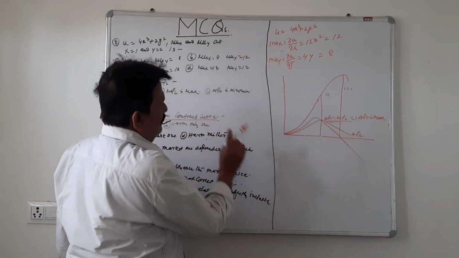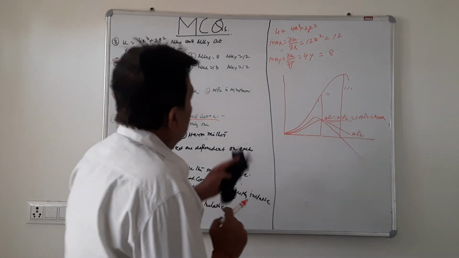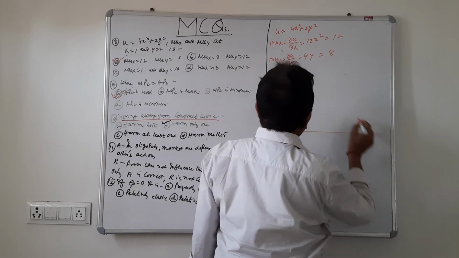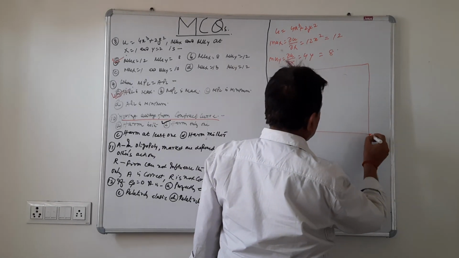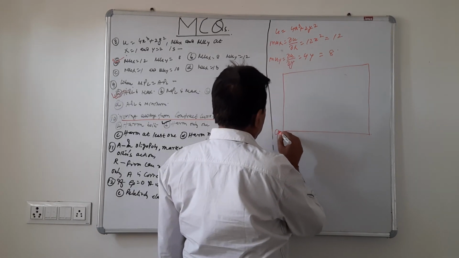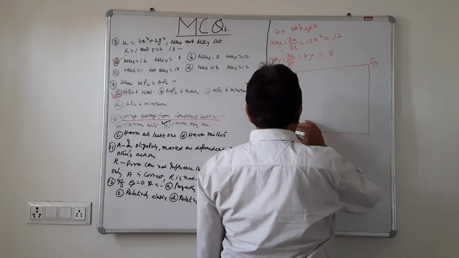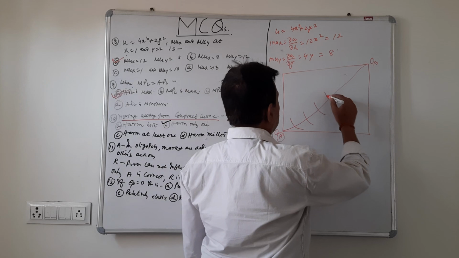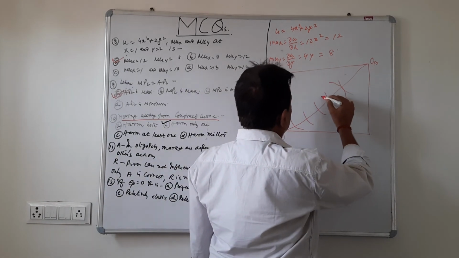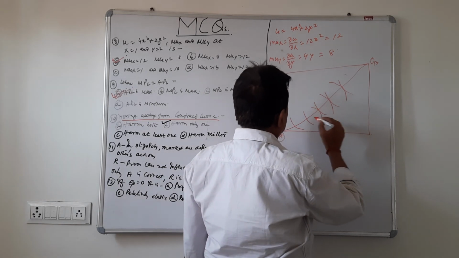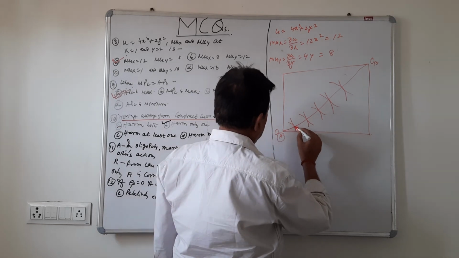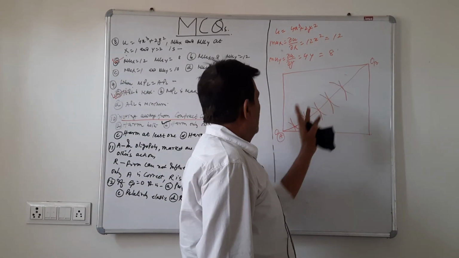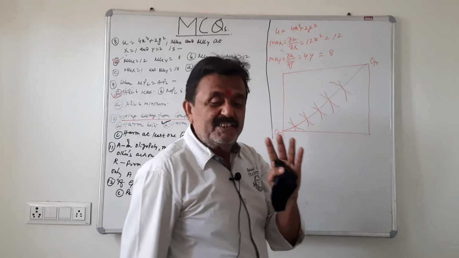Moving on to the contract curve. This question relates to the Edgeworth box diagram. Though making the box diagram is a little bit tedious task, this is the origin for consumer A and this is the origin for consumer B, and this is the contract curve. If the consumers remain on this contract curve, both consumer A and consumer B would be attaining the maximum utility.